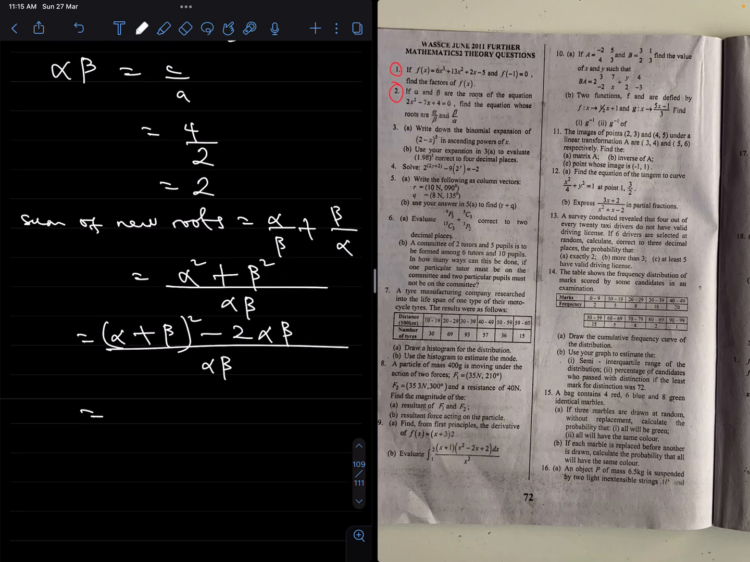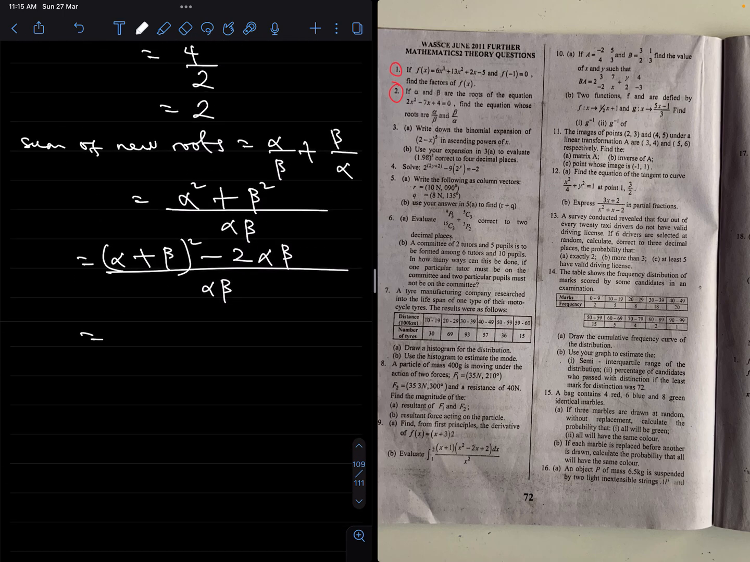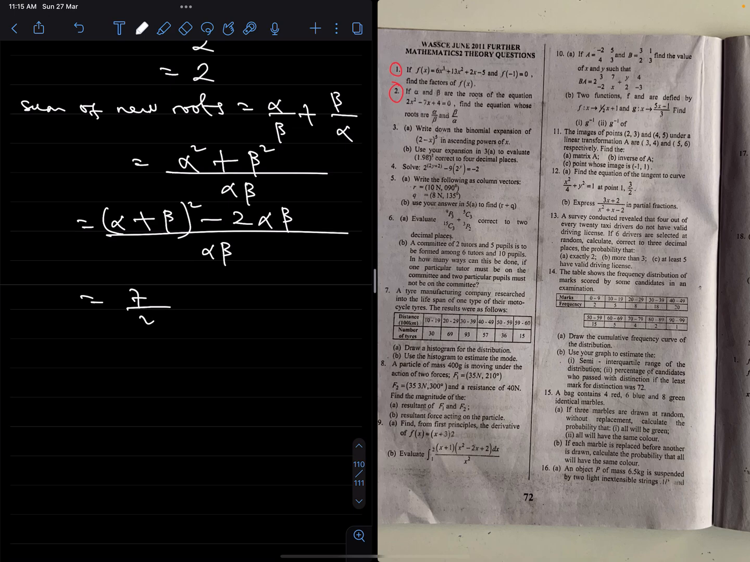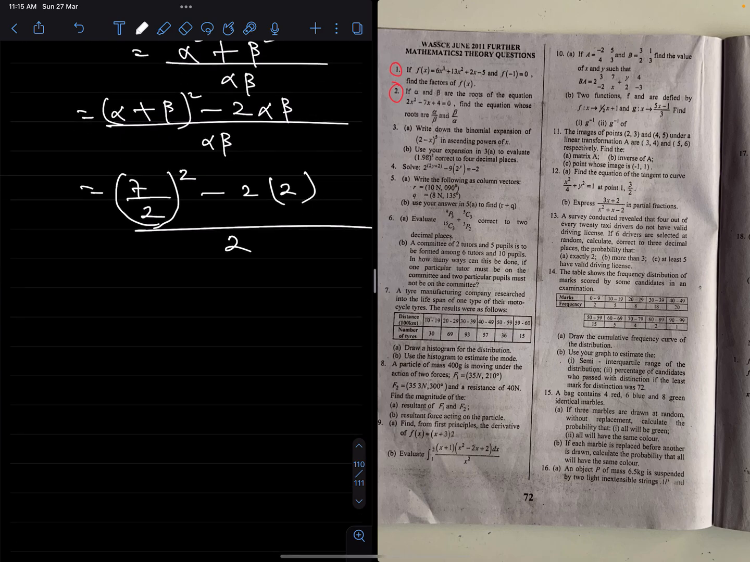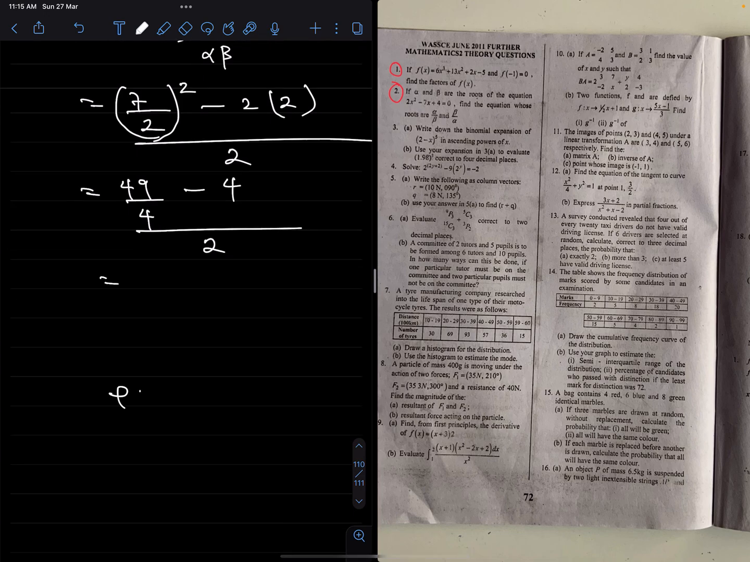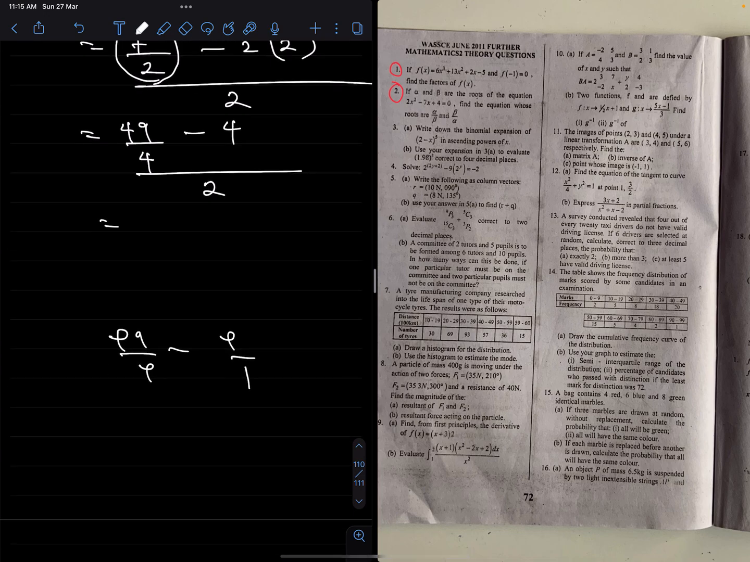Alpha plus beta squared is 7 over 2 squared, which is 49 over 4, minus 2 times alpha beta, which is 2, all over alpha beta, which is 2. So 49 over 4 minus 4, over 2. What's 49 over 4 minus 4? 4 is the same as 4 over 1, which is 16 over 4. 49 minus 16 is 33. So it's 33 over 4.